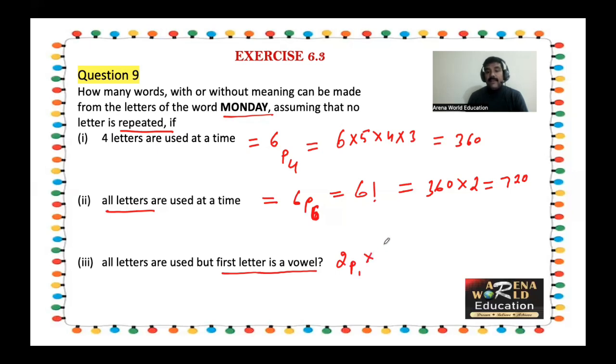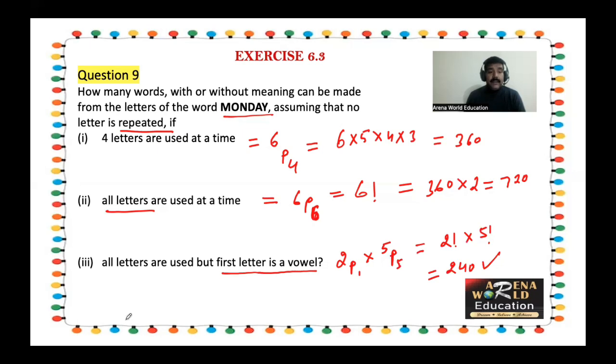And next, how many letters are left? Out of 6, 5 are left. So 5P5. So this will be 2 factorial into 5 factorial. Right? So what is the final answer? Yes, guys, it will be 240. Right? I hope everybody is clear.